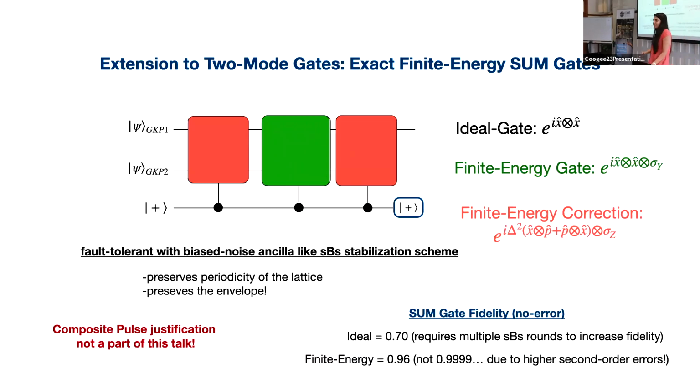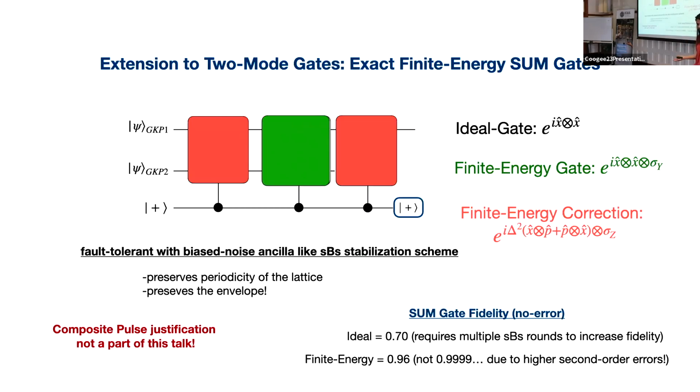It's not 0.99999 because the back action due to the delta squared here is worse than it is in the case of SPS. But it doesn't mean that you cannot increase it to 0.99. You just have to apply some stabilization rounds, and you will get back to higher fidelity. But the point is that for the ideal circuit, the number of stabilization schemes you have to follow it by would be much more than for the finite energy gate.